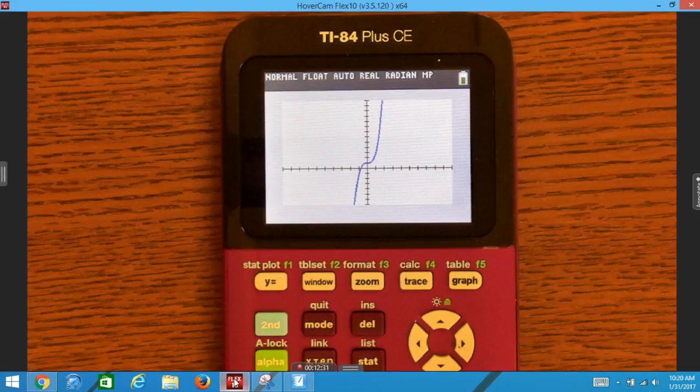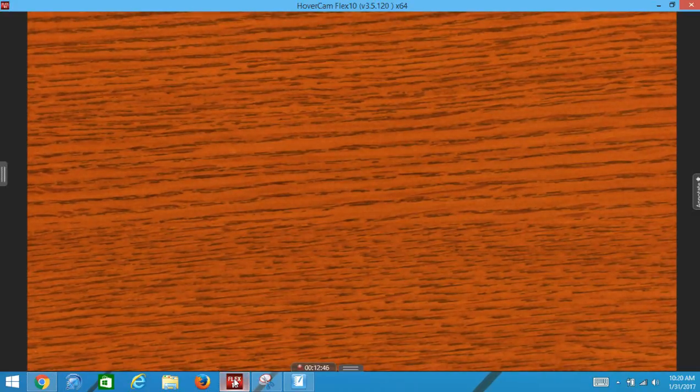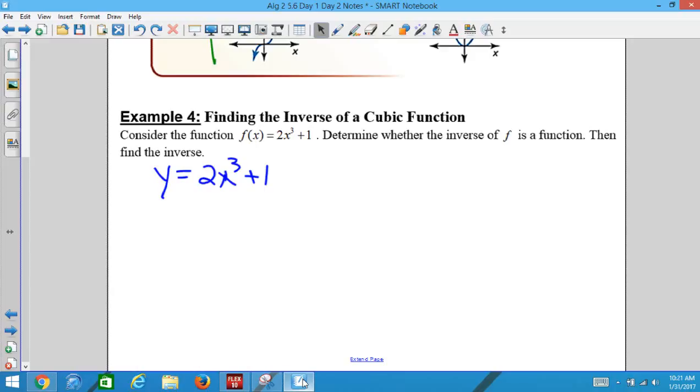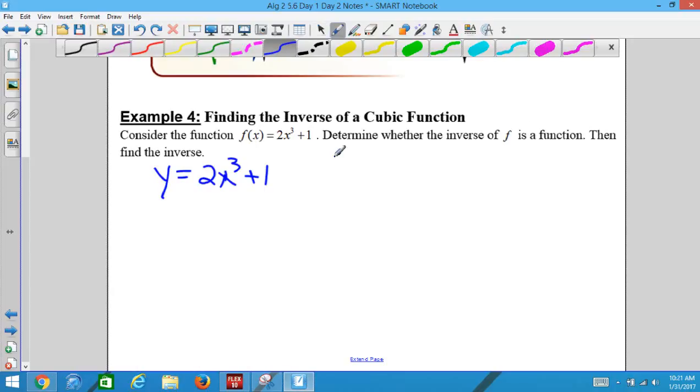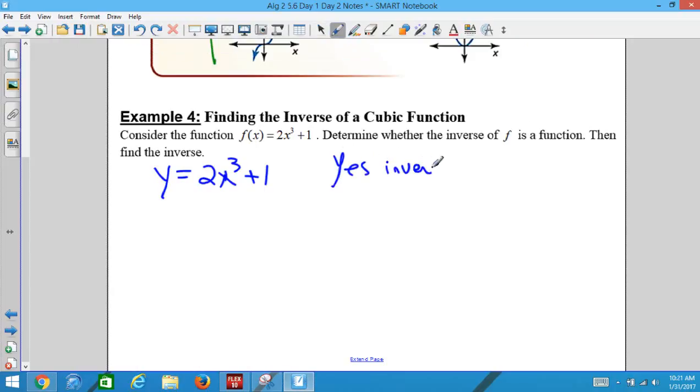There we go. So we take this and we get a horizontal line. Does the horizontal line pass more than once? The graph passed more than once through the horizontal line in this case. Yes or no? So is the inverse a function? If it only passes once, the answer is yes. So yes is our first part. Yes, the inverse is a function.